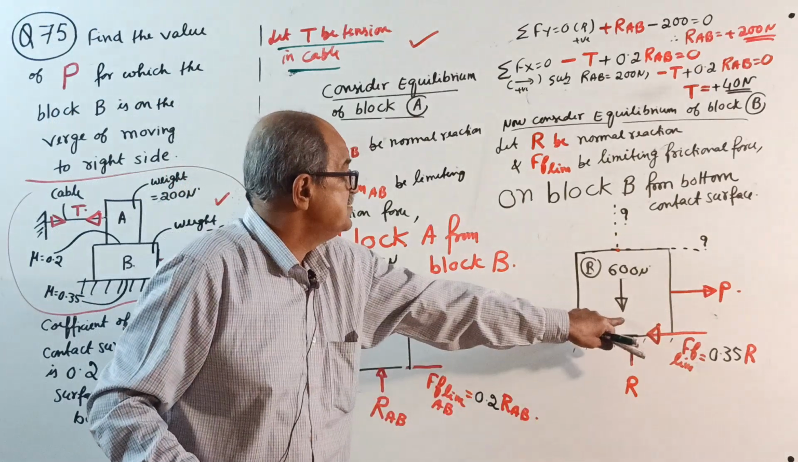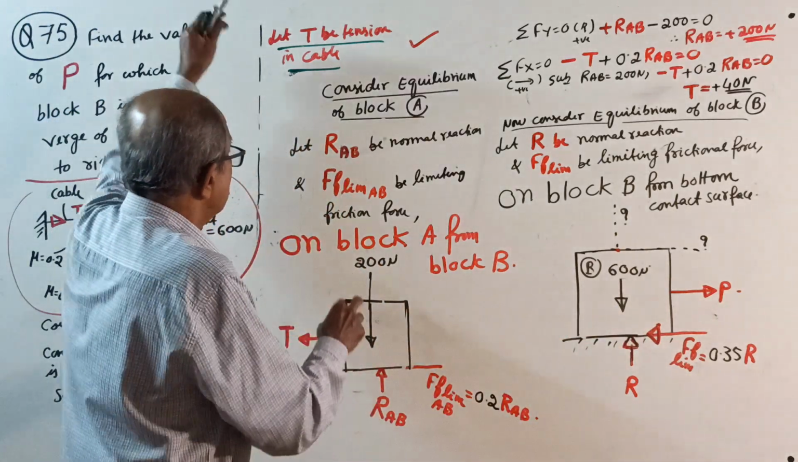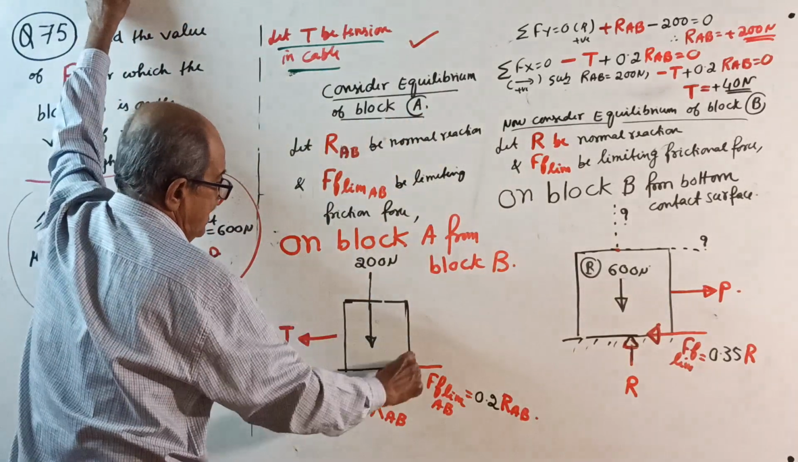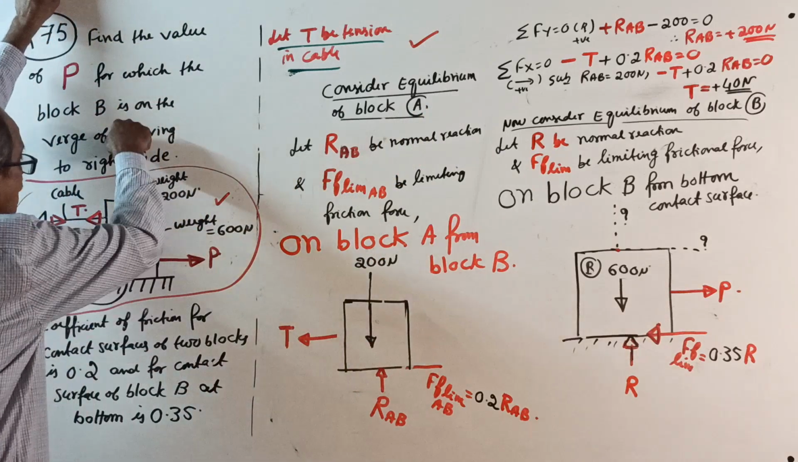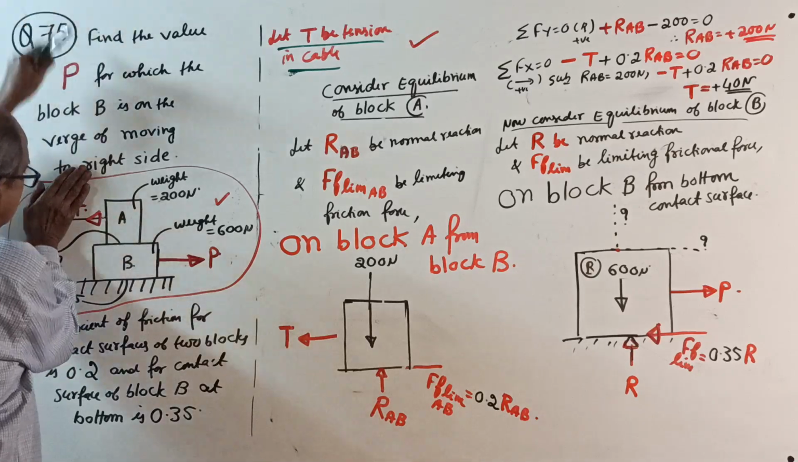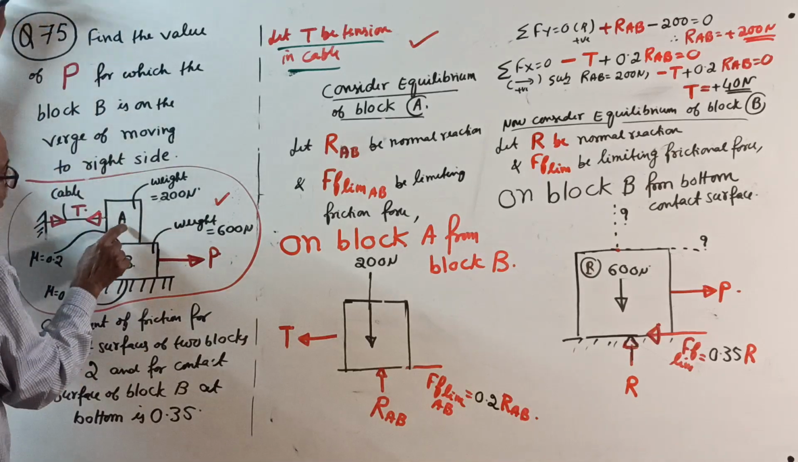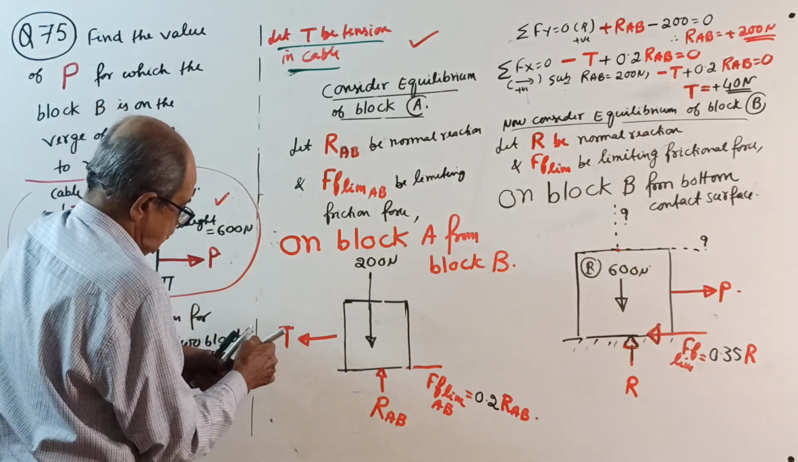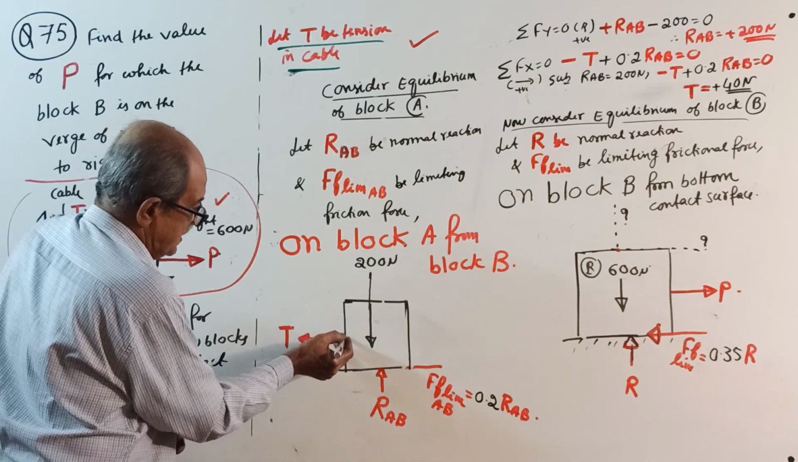So more unknowns here. Therefore, first consider equilibrium of block A. See here, block A, weight acting down of 200 Newton. Show it here. Then tension T, this tension which is acting on the block A, mark tension T.